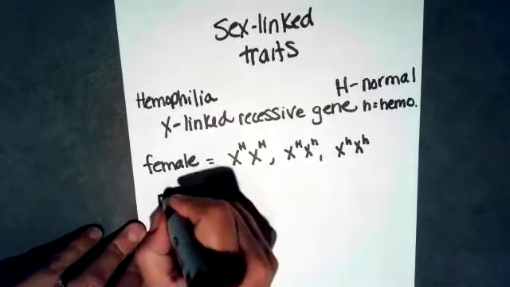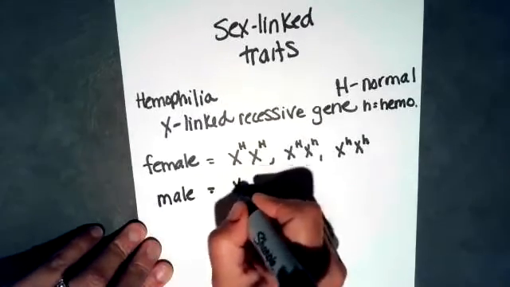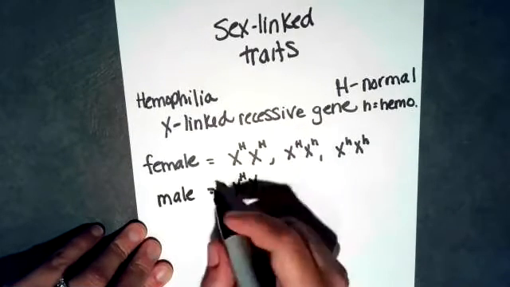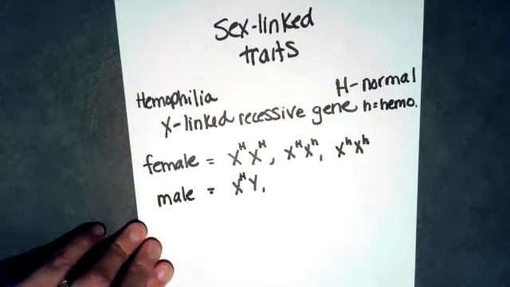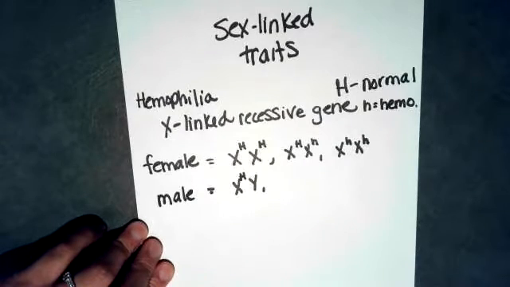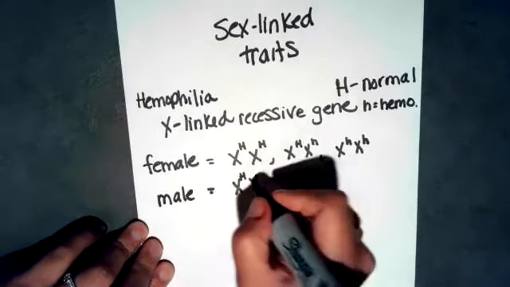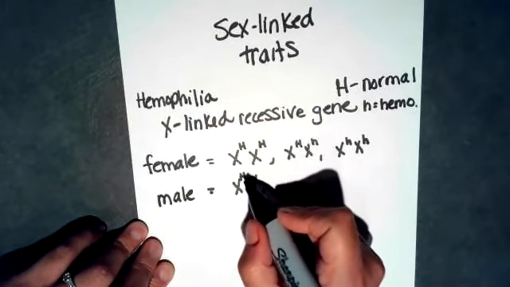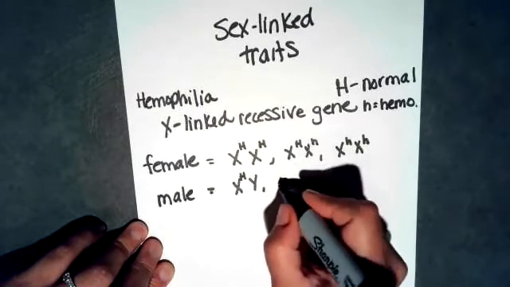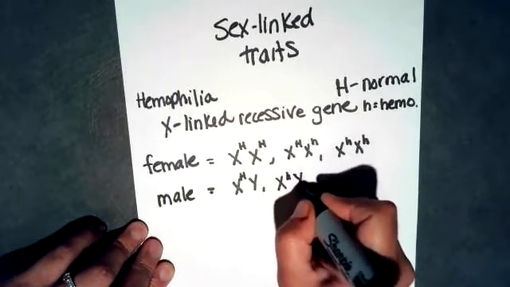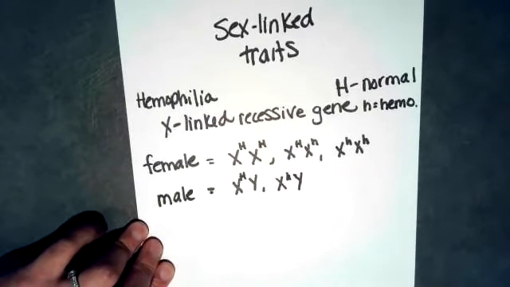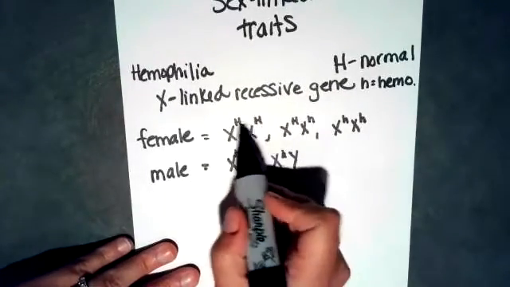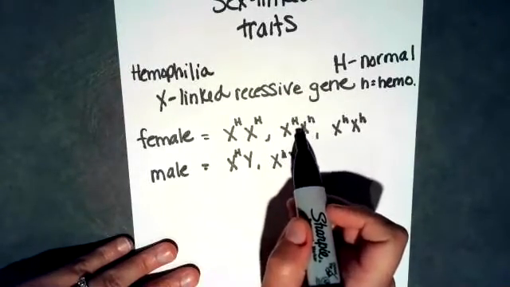Okay. Now remember, a male is an X and a Y. Since they only have one X, they're only going to have one chance of carrying the gene for hemophilia, because it's not found on the Y chromosome. So you could be dominant, so the dominant allele could be normal on the X chromosome, or you could be recessive. Now, if you look here, these are going to work the same. As long as there's a capital H, you're going to be normal.